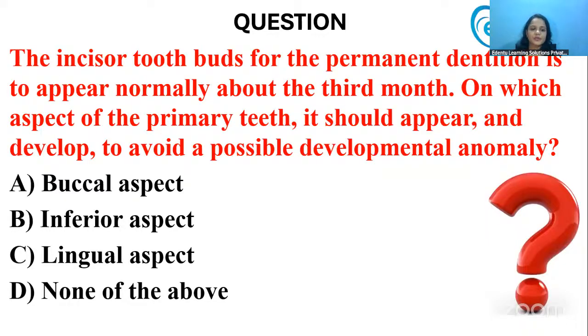Now, moving on to the next question: the incisor tooth buds for the permanent dentition appear normally about the third month. On which aspect of the primary teeth should it appear and develop to avoid a possible developmental anomaly? The tooth bud of the permanent dentition should be present at which aspect of the primary teeth?